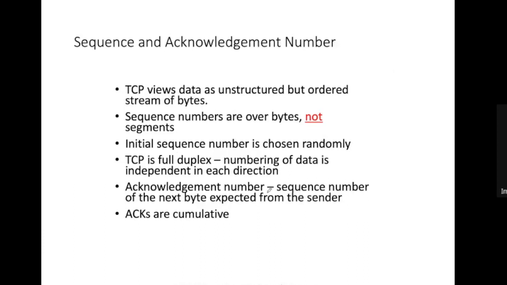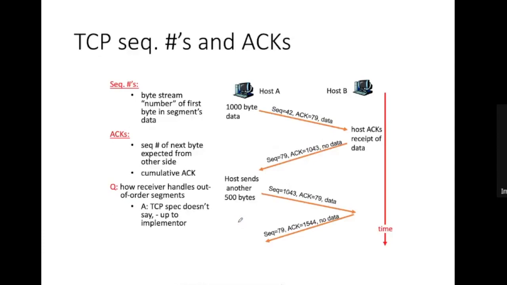Similarly, the acknowledgement numbers are the last byte number plus one, meaning the next byte number that is expected from the sender. And this is very important: in TCP, the acknowledgements are cumulative. We'll discuss this in a minute in more detail, so I leave it with a question mark. So, let's first try to understand the sequence numbers and acknowledgement numbers with the help of an example.